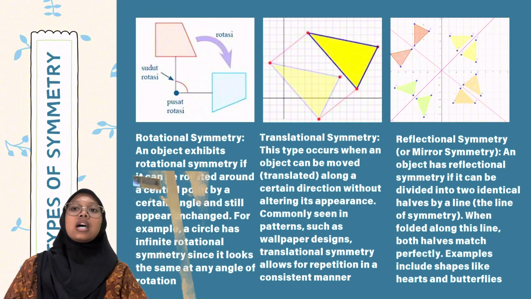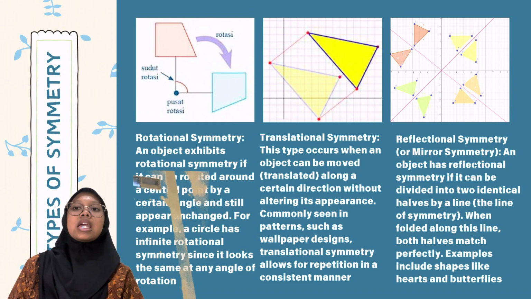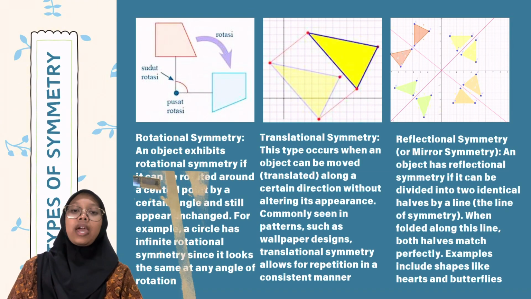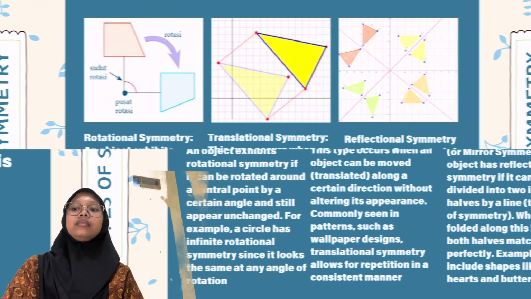The third, reflectional symmetry or mirror symmetry. An object has reflectional symmetry if it can be divided into two identical halves by a line, the line of symmetry. When folded along this line, both halves match perfectly. Examples include shapes like hearts and butterflies.